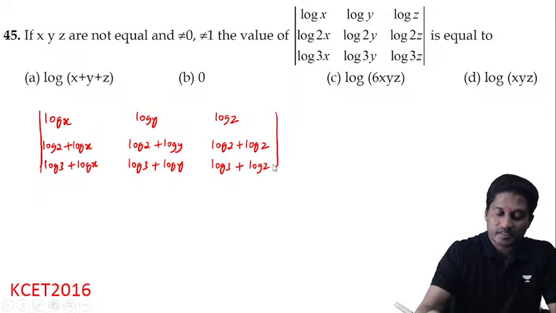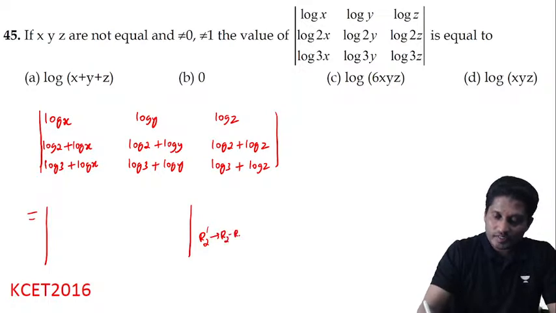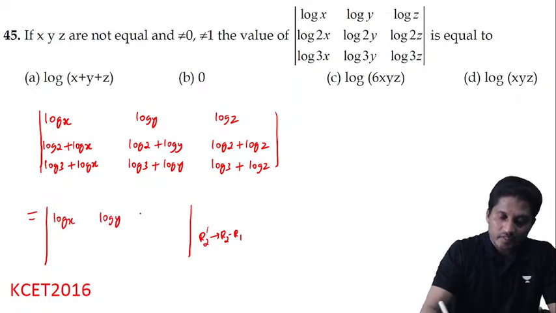Right, let's simplify this. This is equal to the determinant after changing R2 to R2 minus R1. First row will be equal to log x, log y, log z.